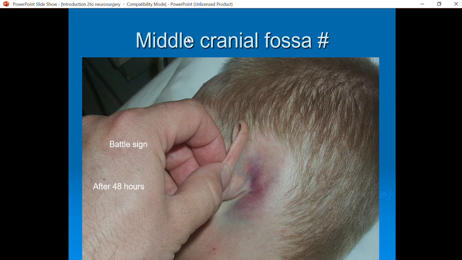The signs of middle cranial fossa fracture are Battle sign. We call it Battle sign only if it appears after 48 hours of the injury. So if you see bruises immediately after injury or within less than 48 hours, this is not a Battle sign, and this is not skull base fracture. Okay, this is external bruises. If it is seen after 48 hours, then we call it Battle sign, and it is a sign of middle cranial fossa fracture.